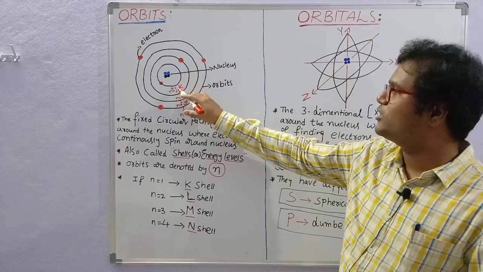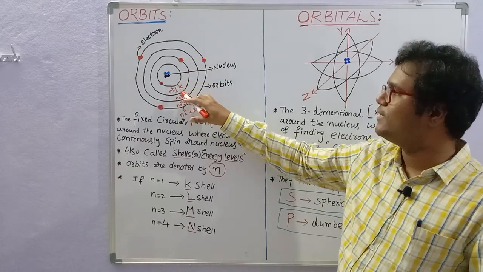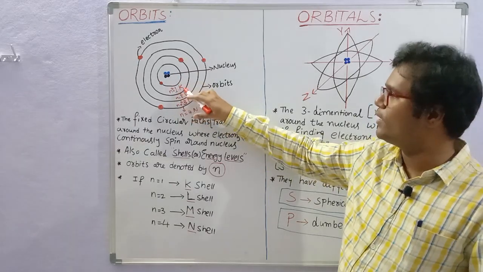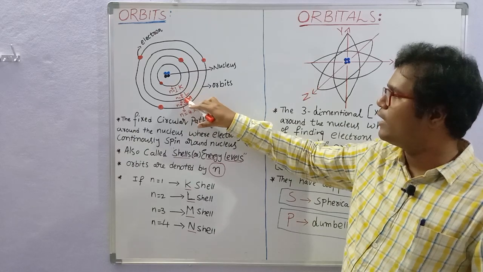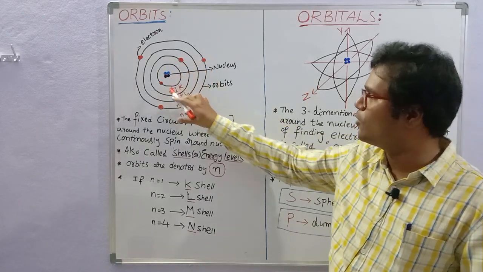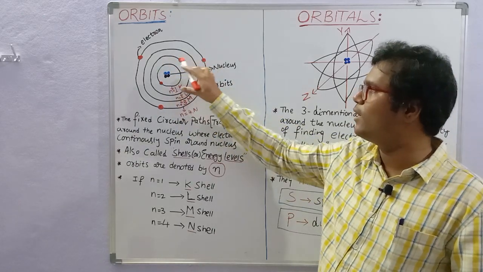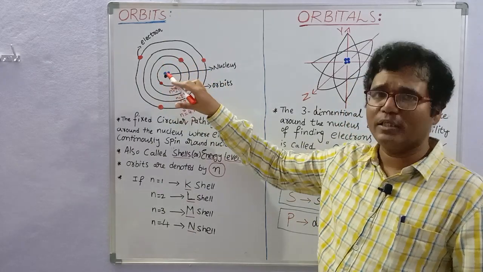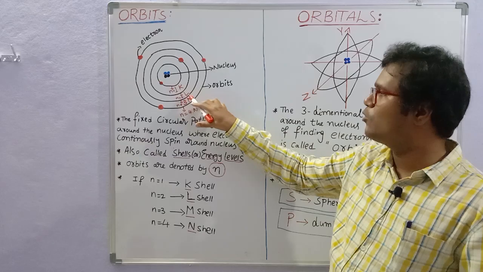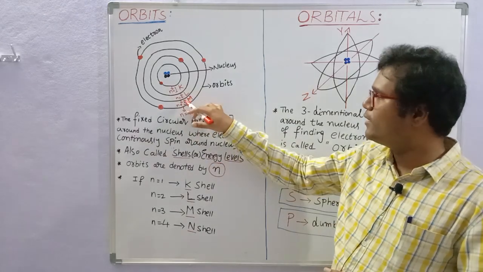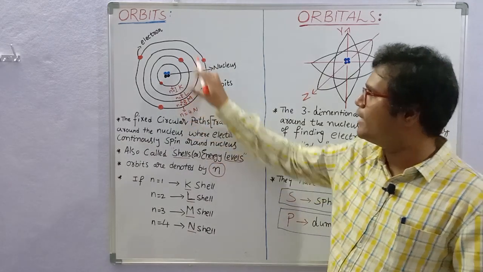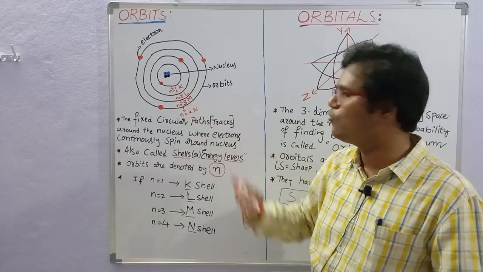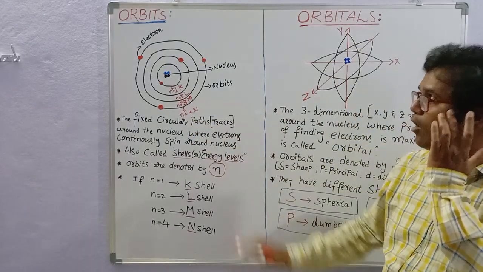So the shell that is very close to the nucleus is given number 1, n is equal to 1, K shell, followed by n is equal to 2. The orbit is the circular black colored one, present in black ink. n is equal to 2, L shell, then n is equal to 3, M shell, then the outer orbit n is equal to 4, N shell. So that is about orbit.